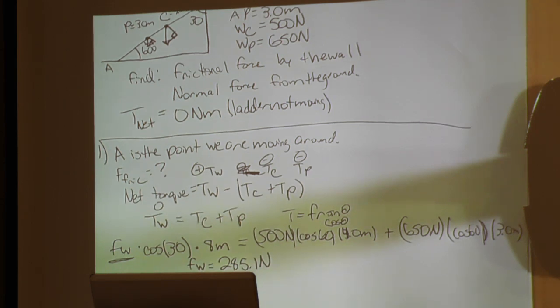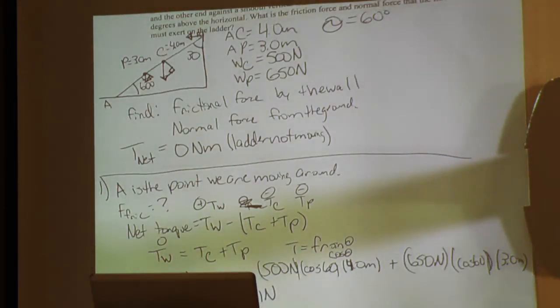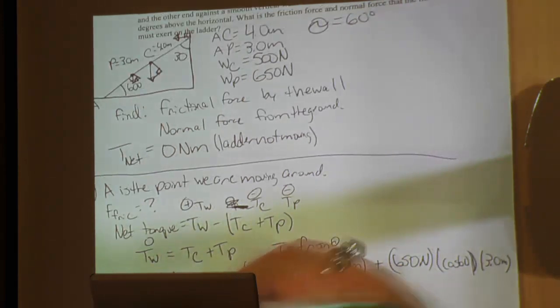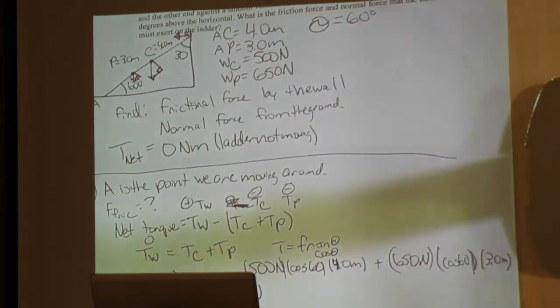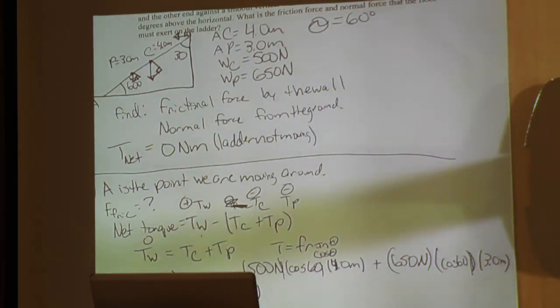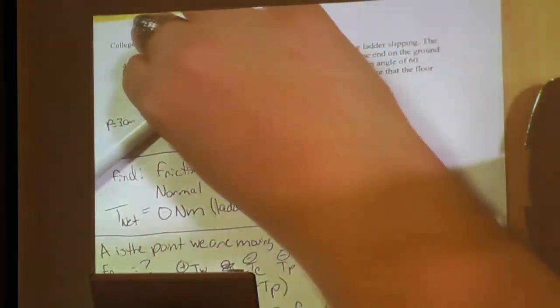So part 2, we're going to do pretty much the exact same thing, except this time the point that we're moving around is point B. If we go back up to our picture, it's like saying this is the point that's not moving and we're moving around it. The setup is very similar to the previous one, where we had our net torque equal to the torque done by what force? We just solved for the frictional force from the wall. What are we solving for now? If this is the point that's staying put and this is the point that's moving, what force is acting here upwards?